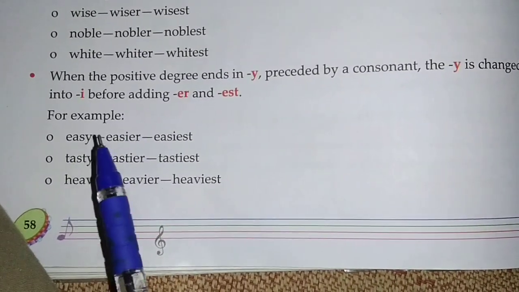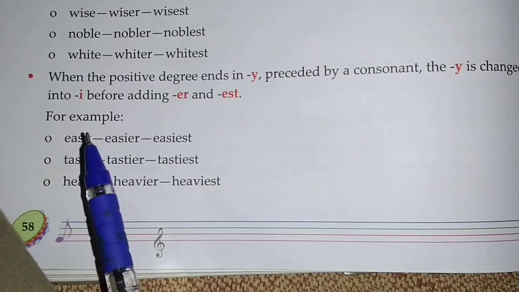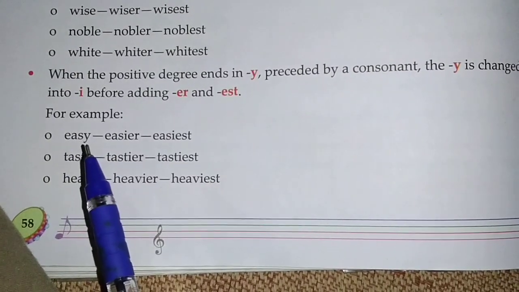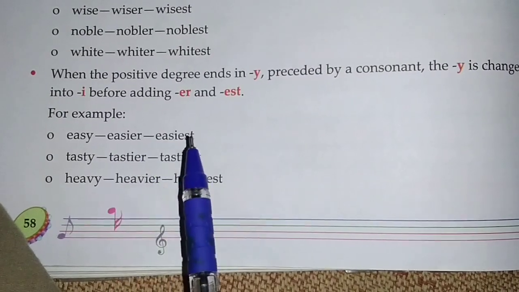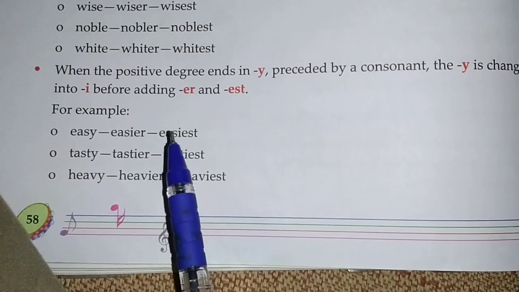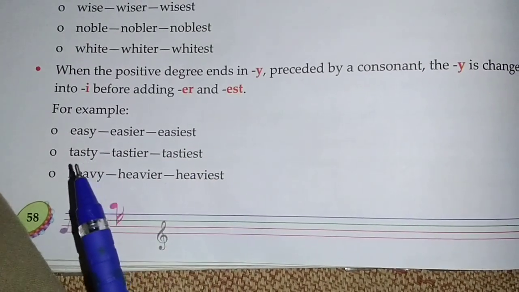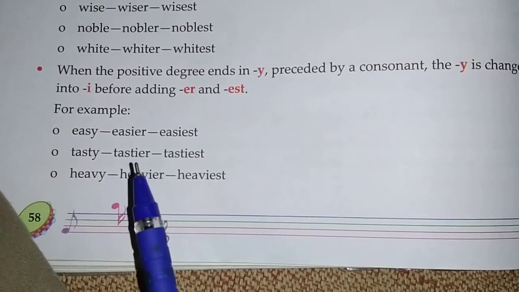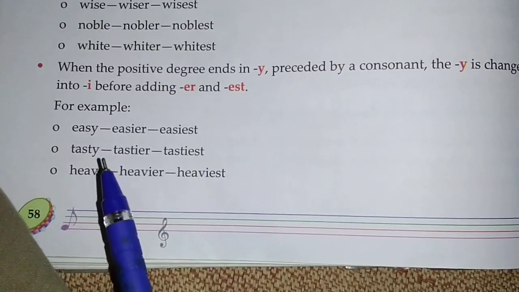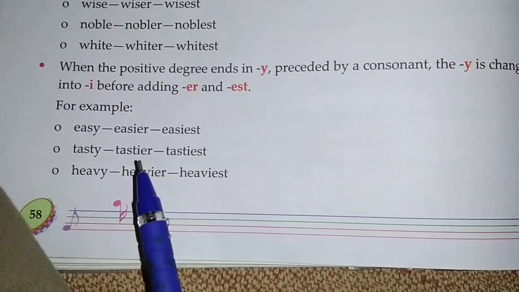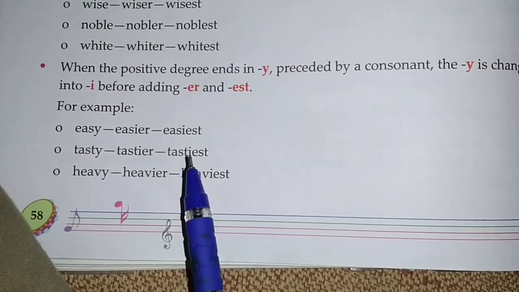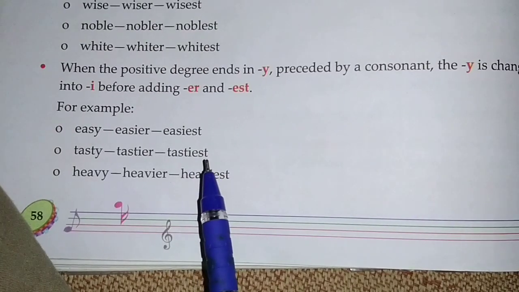For example, easy. Now in this word we will remove this Y, we put I, EASI, and then we add ER and EST. The word becomes easier and easiest. In this case, tasty, the comparative and superlative degrees are tastier, tastiest. Same, we remove this Y, we add I, and then we add ER. In superlative degree, we add I and then we add EST.